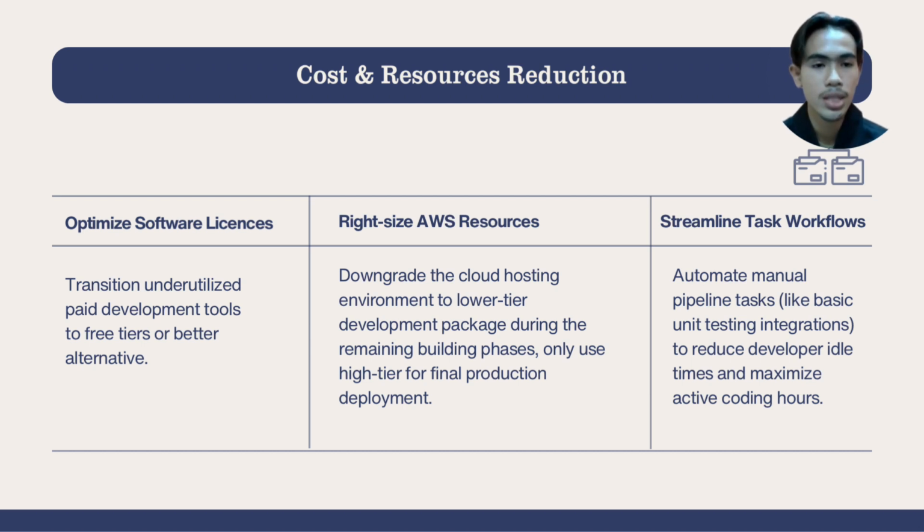Lastly is streamlining task workflows. Finally, we aim to streamline task workflows by automating manual pipeline tasks, such as basic unit testing integration. By automating these repetitive steps, we significantly reduce developer idle times and maximize active coding hours, getting more value out of our development pipeline.